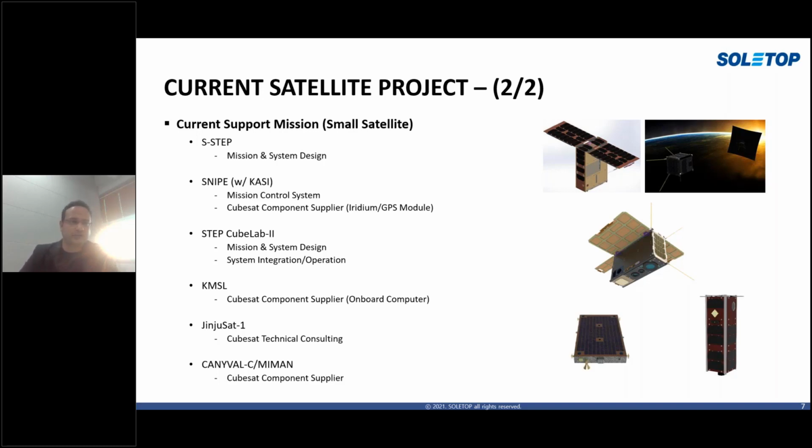So the first satellite I would discuss is the STEP. This is very specific to one of the government organizations, and Soletop will lead the mission and system design. And Soletop has also won one of the projects for SNIPE with KASI, which is Korea Astronautical Sciences Institute, and we will develop the mission control system and CubeSat component supplier as well. So this is based on the Iridium-based payload and GPS module, which Soletop is working and trying to develop.